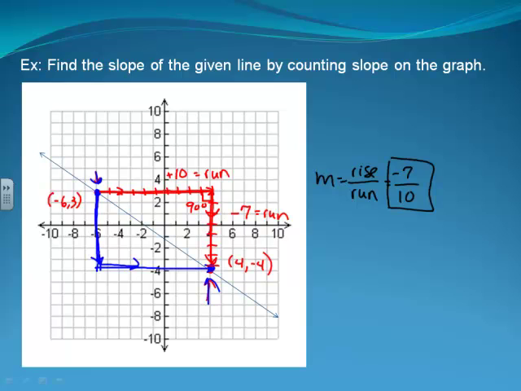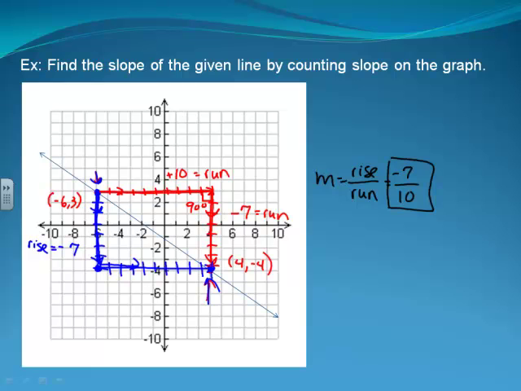If you move from this point and move down and count, you've got 1, 2, 3, 4, 5, 6, 7 down. 7 down means -7, and again, that's still your rise. Vertical movement is rise. Then from there, we're going to move right. So from here, 1, 2, 3, 4, 5, 6, 7, 8, 9, 10.